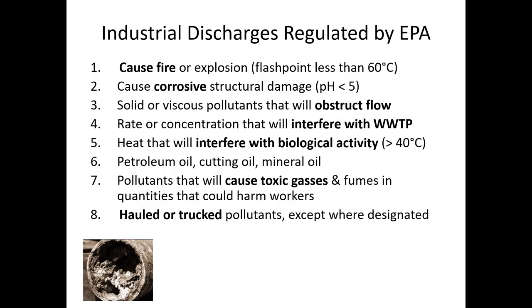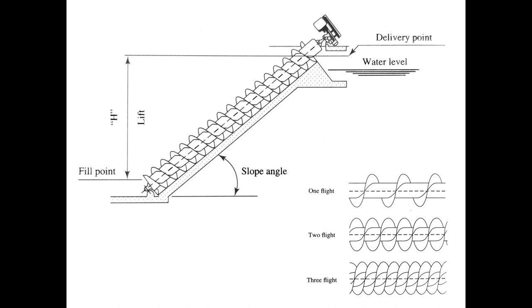So limiting the oily substances that get into wastewater is a part of preliminary treatment. Another are the rules that limit industrial discharges that interfere with the wastewater treatment plant. We've talked about this before. Here's just a summary of some of the prohibited pollutants that can't be allowed to get into the wastewater treatment plant. When the water does come in, though, typically it's very low elevation-wise.